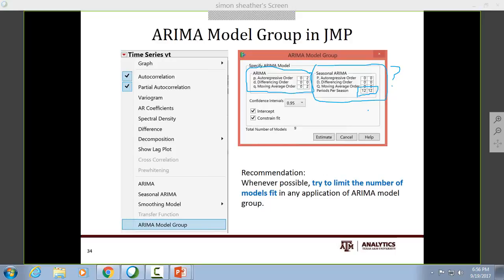Yes. On that dialog box, why does it say total number of models 9? Because 0, 1, 2 is 3, sir. 0, 1, 2 is 3. 3 times 3 is 9. Write a matrix for me. Those are the rows, right? Row 0, row 1, row 2, column 0, column 1, column 2. Are we good? Gotcha. Thank you.